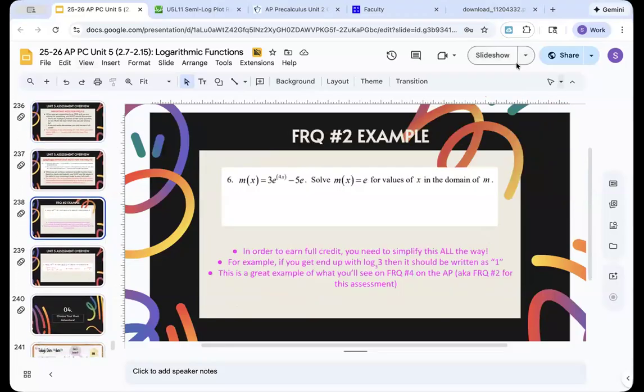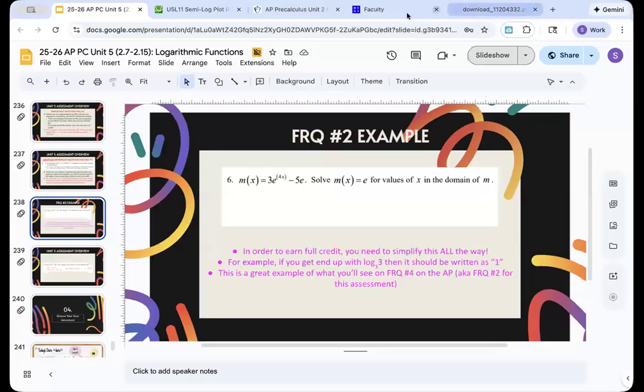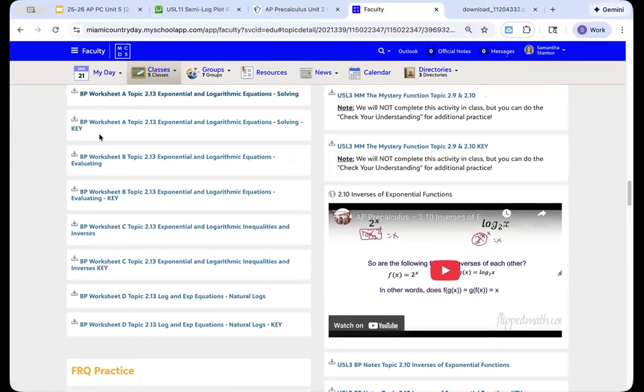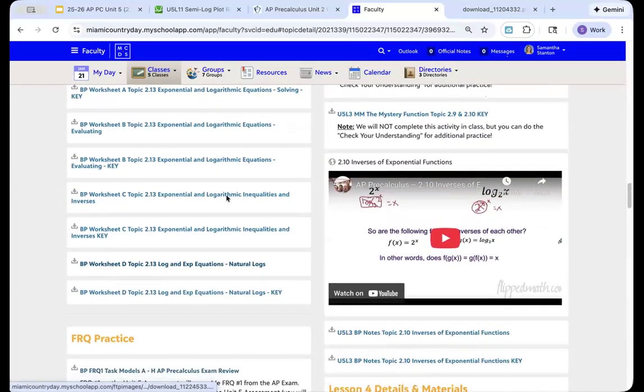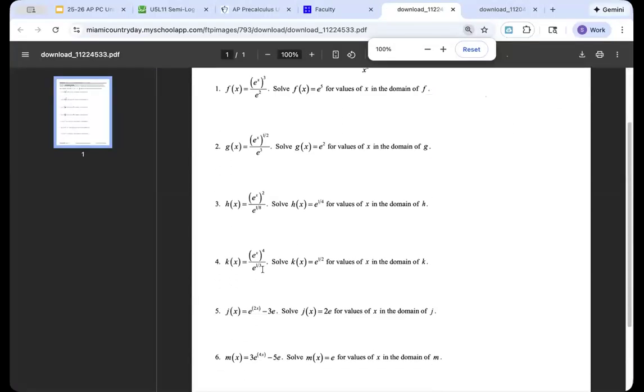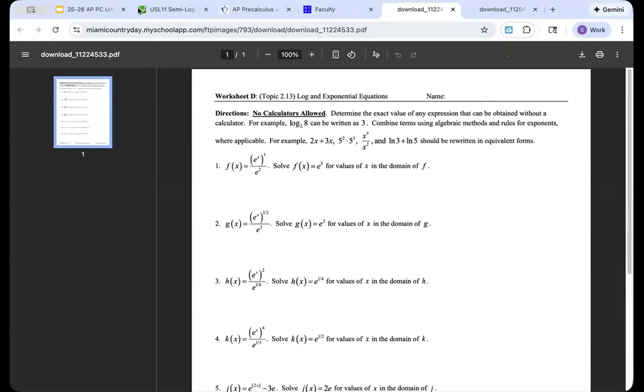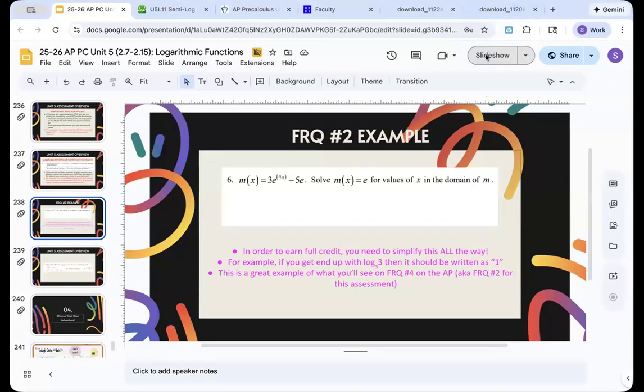Okay, this is the last thing I want to go over with you guys today. And actually, I want to point out where this lives on the topics page. If you scroll up slightly, I added a lot more practice for topic 2.13 because that really is the crux of this unit. If you look at worksheet D here, worksheet D has lots of practice with solving without a calculator with base e. So I highly recommend doing this particular worksheet.